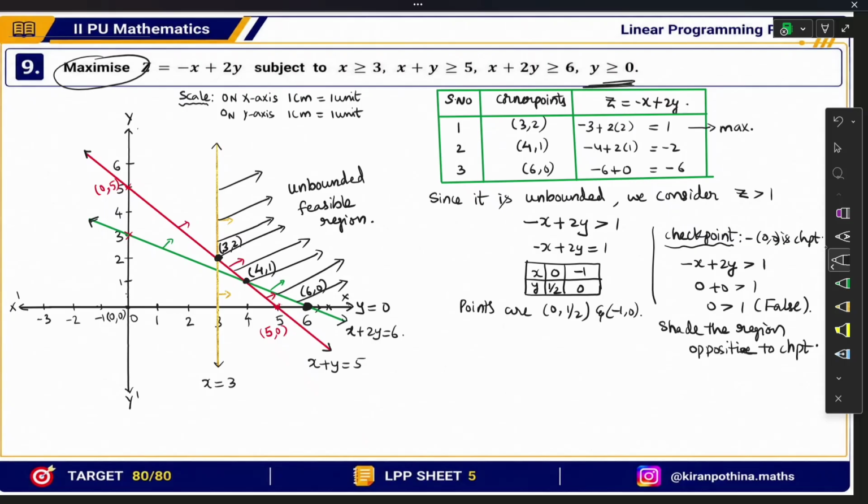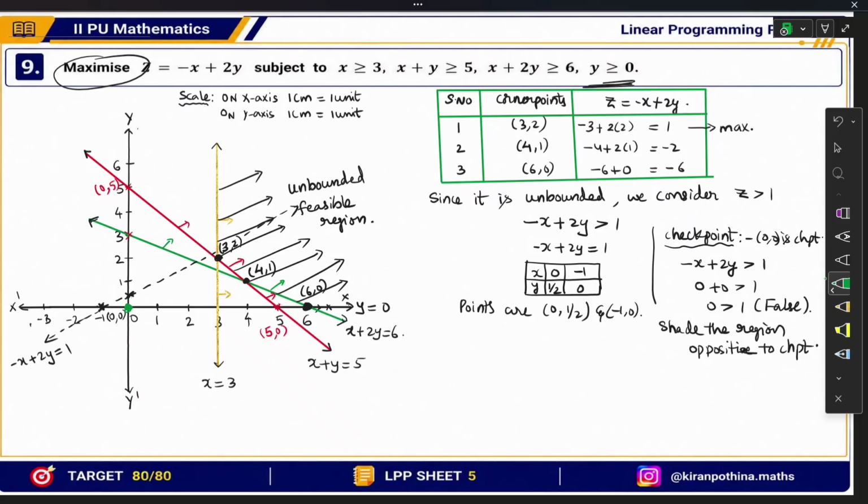So (0, 1/2) here. Okay, (0, 1/2) and (minus 1, 0) here. Now we will join these two points using a dotted line, guys. Why we need to draw a dotted line means because it is a strict inequality. So this line name is minus x plus 2y equal to 1. Now after drawing the dotted line, the checkpoint lies here, right?